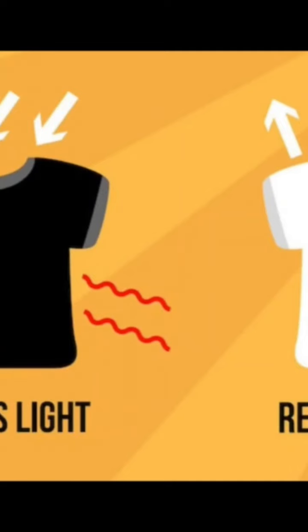Black surfaces take in most of the light energy and convert it into heat, while white surfaces reflect most of the radiation away, meaning they absorb less. Ultimately, this shows that color is an important factor in radiation absorption.